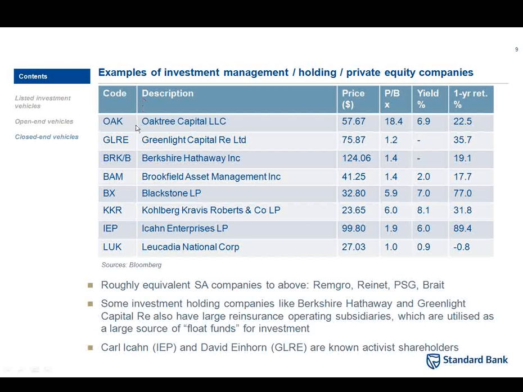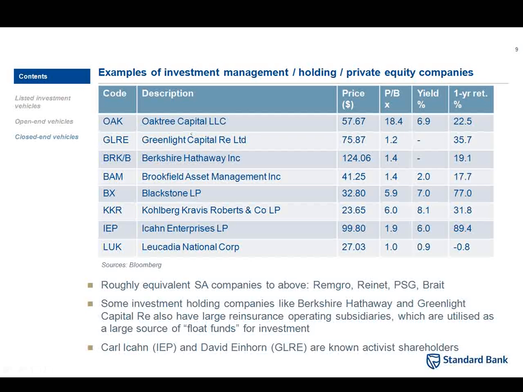And if we look through some of these examples, Oak Tree Capital, a hedge fund type investment company, has got a nice yield and a good total return. This column, by the way, is price to book, and as you see, my source is Bloomberg. This price to book does look very high compared to the others, and I suppose it does bear checking what Bloomberg is quoting for that.